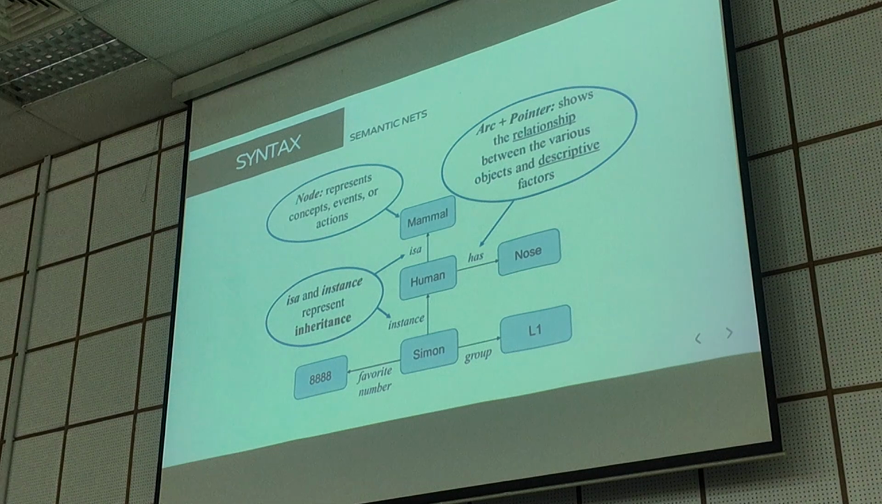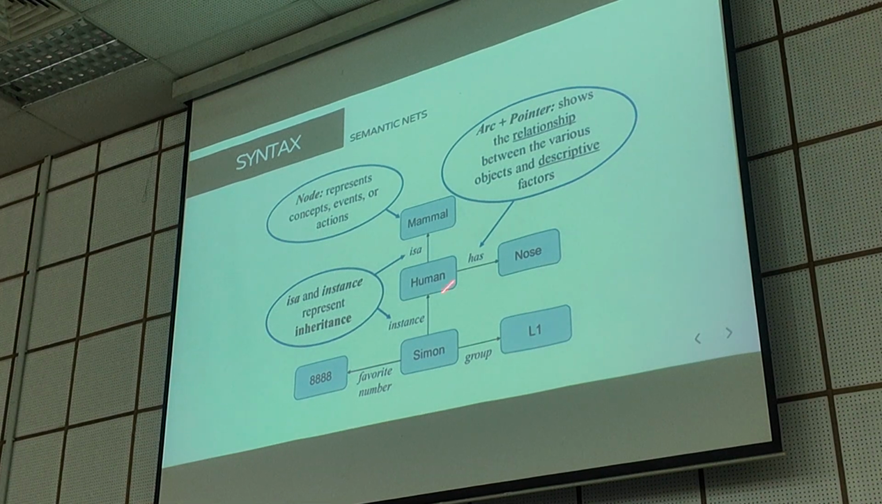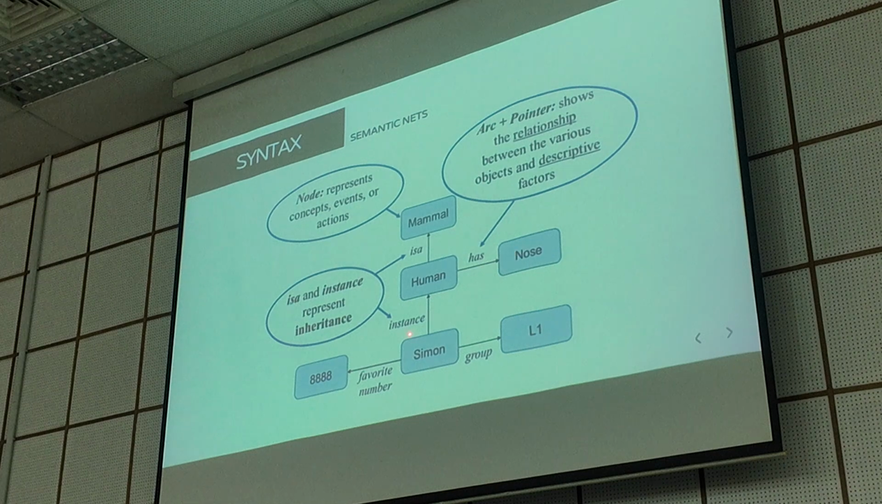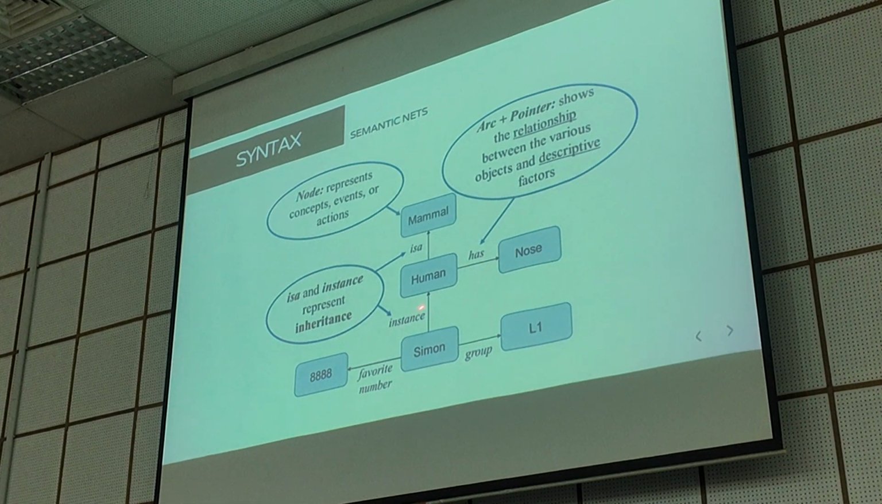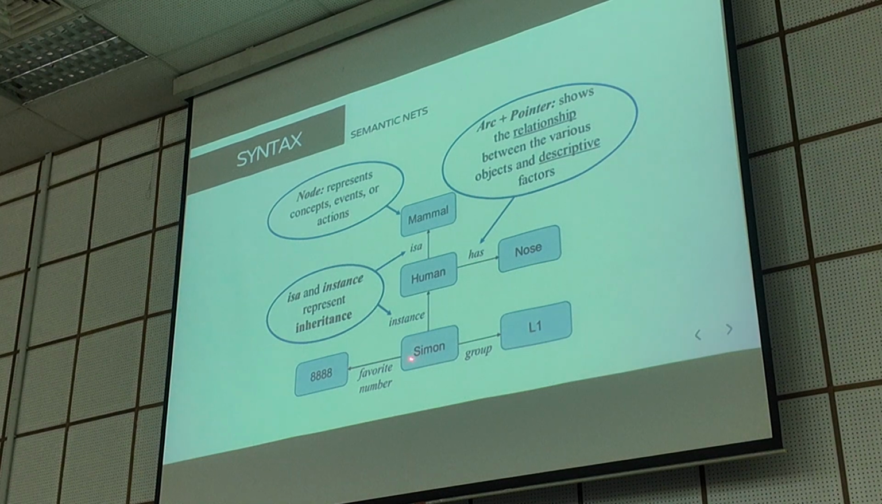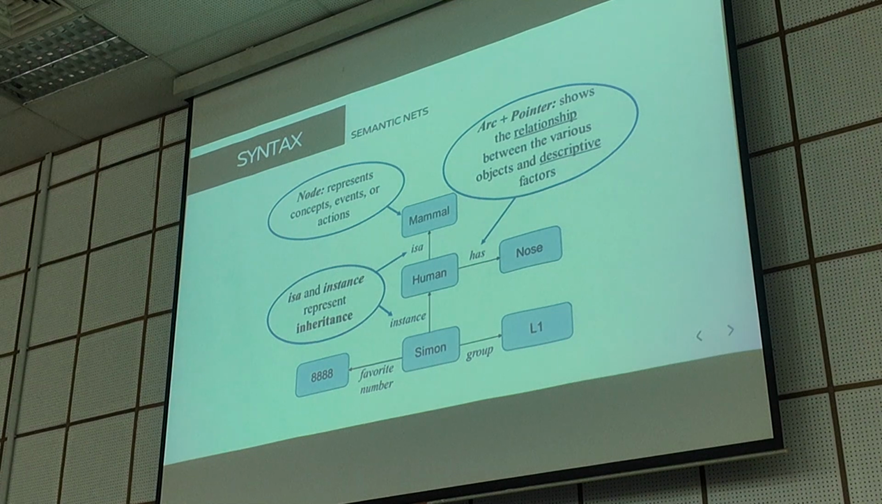Okay. So let's see some examples here. From this simple semantic network, we will know that human is a subclass of mammal, and human has a nose. And Simon is an instance. Simon is just an example of a human, but Simon is not a subclass of human. Simon's favorite number is 8888, and Simon's group is in L1. That's it. As simple as that.